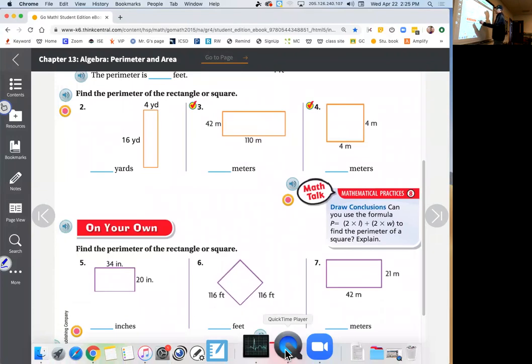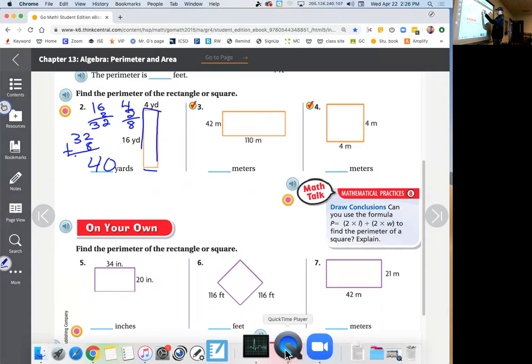So perimeter for this one, 16 times 2 gives us 32. And then 4 times 2 equals 8. So we take 32 plus 8 and we get 40 yards. The perimeter is 16 and 16 plus 4 plus 4. Okay. Number 3.